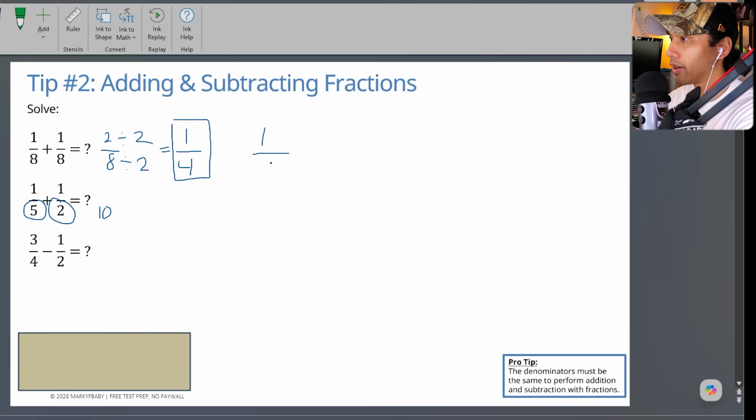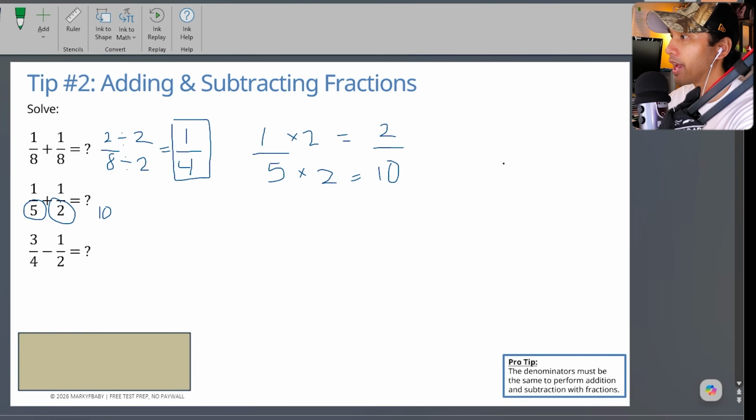So let's go 1/5 plus 1/2, right? Now I want to change the 5 into a 10. So I multiply the 5 by 2, and I'm just going to work with the 1/5. So times by 2 equaling 10. And we're not done there. What I do at the bottom, I must also do at the top. So I'm going to multiply this also by 2. And then we get 2/10.